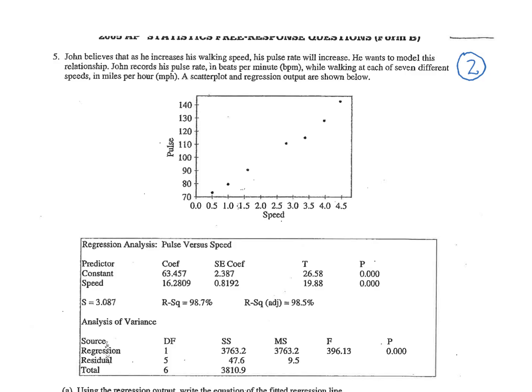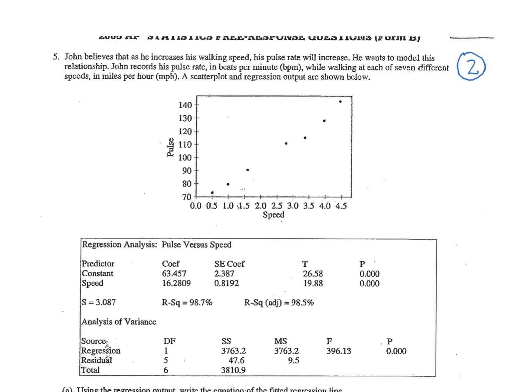John believes that as he increases his walking speed, his pulse rate will increase. He wants to model this relationship. John records his pulse rate in beats per minute while walking at each of 7 different speeds in miles per hour. A scatter plot and regression output are shown below.